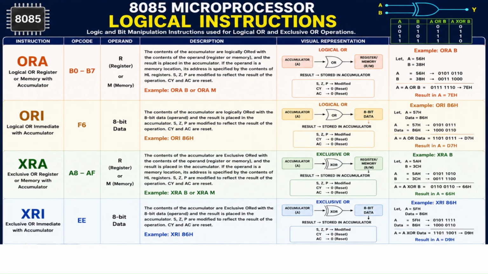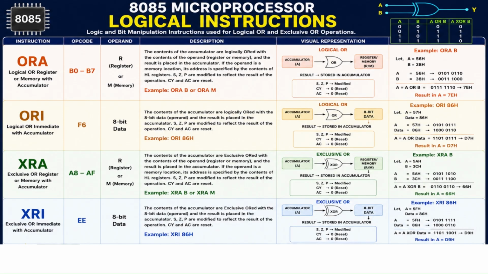Up next we have XRI, almost identical to XRA. The only difference is that the second operand is an 8-bit immediate value instead of a register or memory value. As this is exactly the same as XRA, I will not explain this.